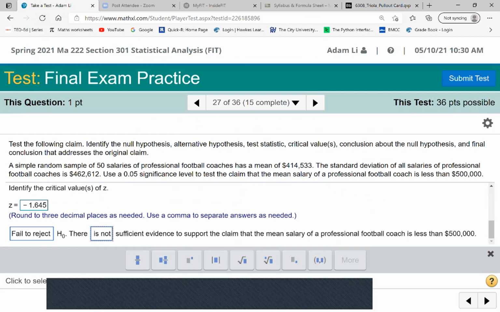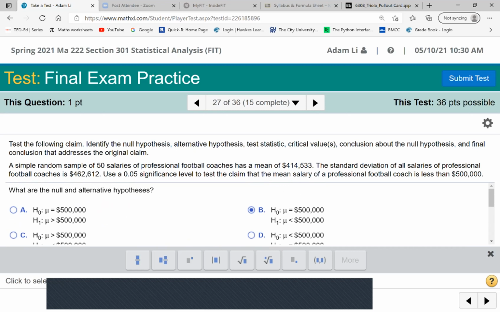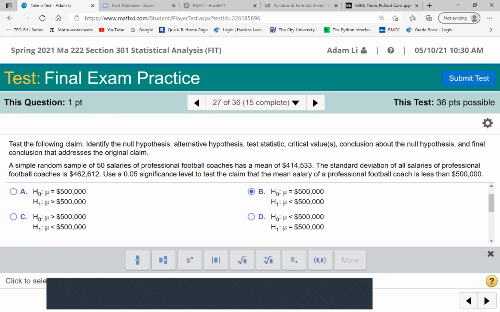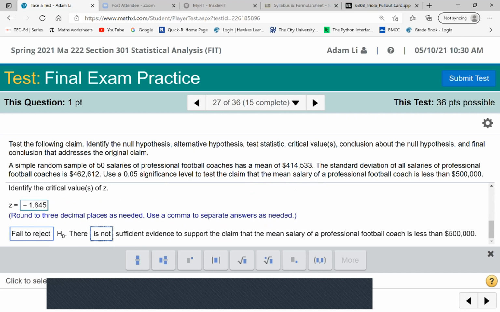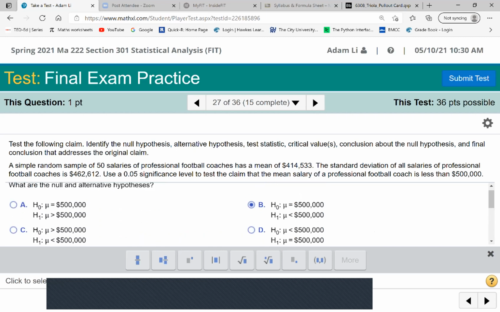So there's no sufficient evidence to support a claim that the average salary of, because we fail to reject H0, meaning we are accepting H0, so we are rejecting H1. So that means that we don't have enough evidence to support a claim that the average salary of football coach is less than 500,000. Okay, and that will be the complete process of the hypothesis testing.